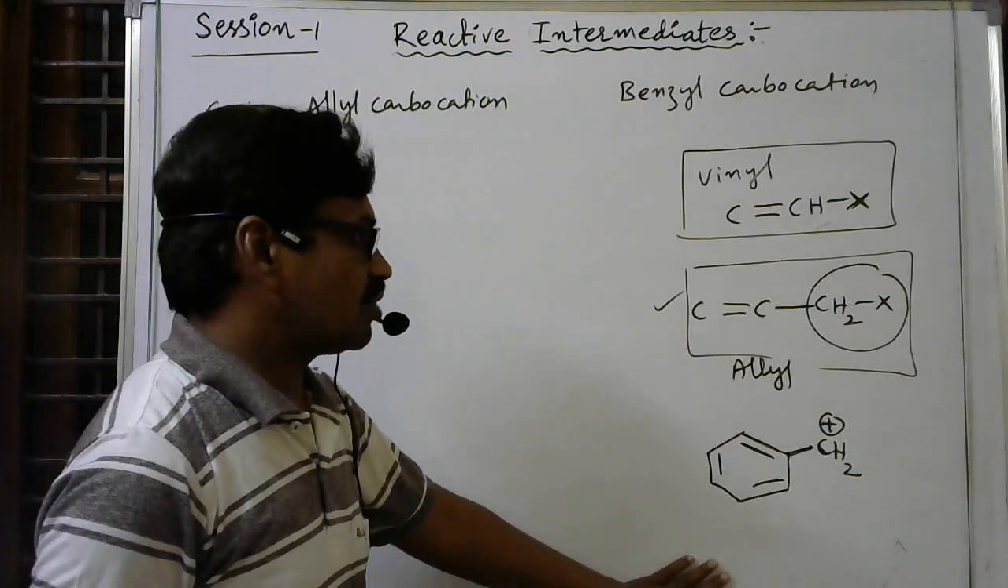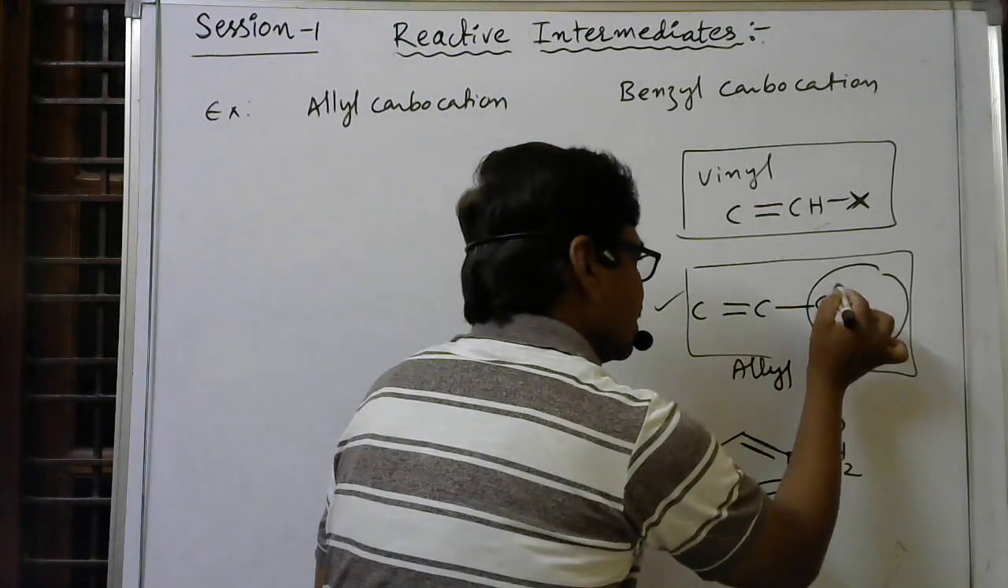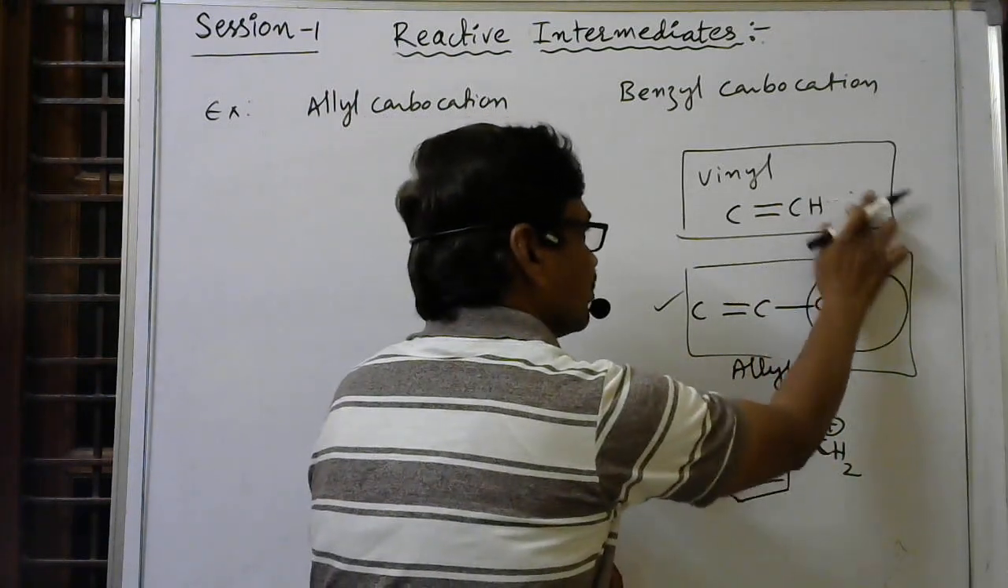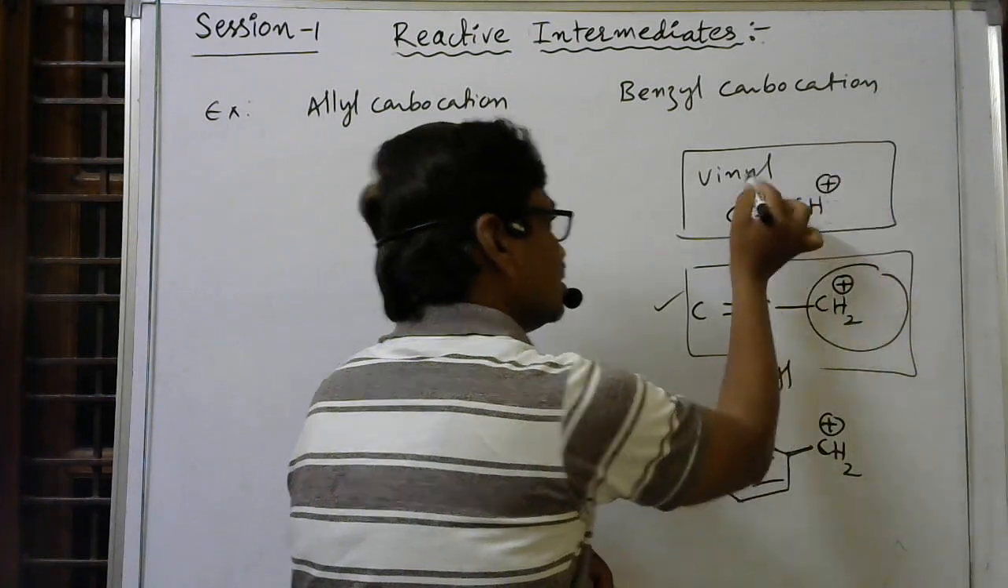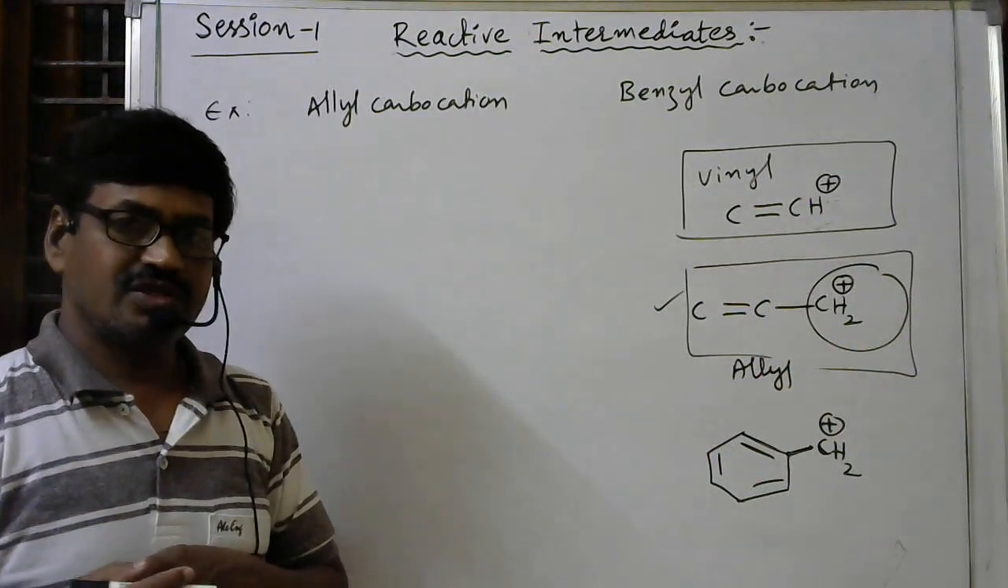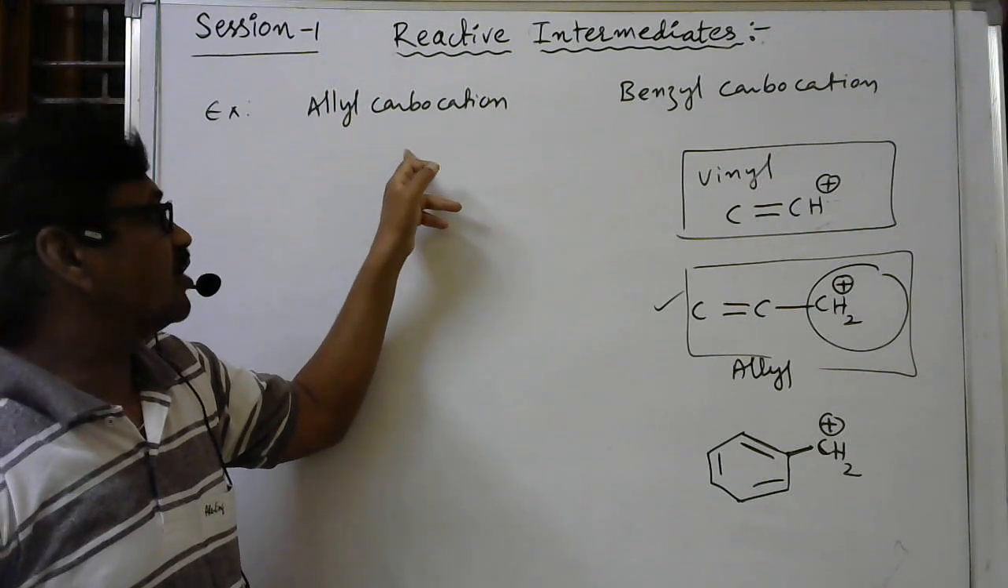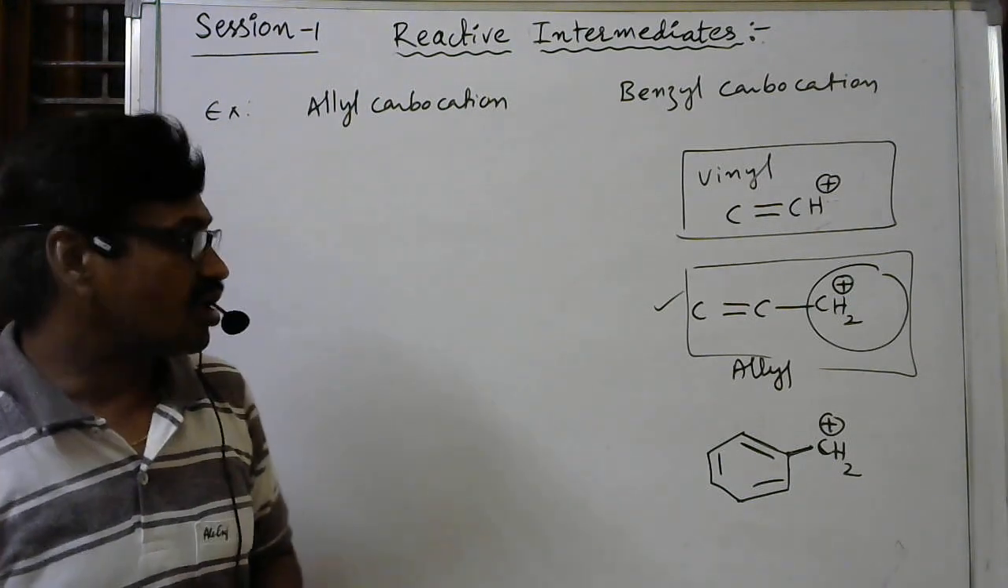This is the benzyl carbocation. If you remove this X from here, here also it will get positive charge. This is the allyl carbocation. If you remove this X from here, this carbon gets positive charge. This is the vinyl carbocation. So there are different types of carbocations. Now here we are discussing the allyl carbocation and benzyl carbocation.